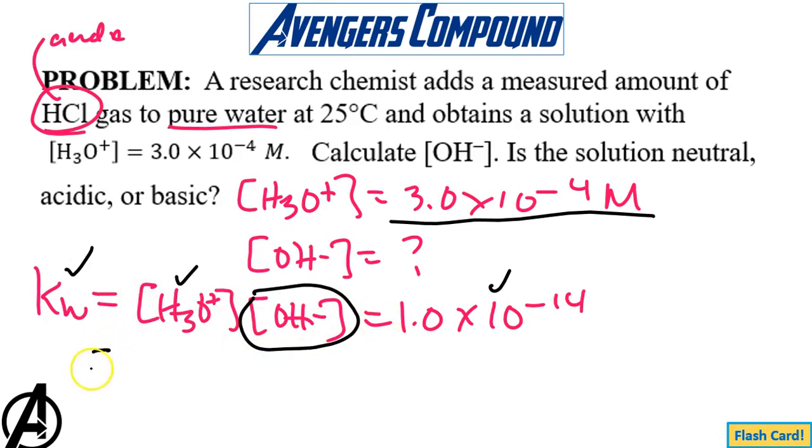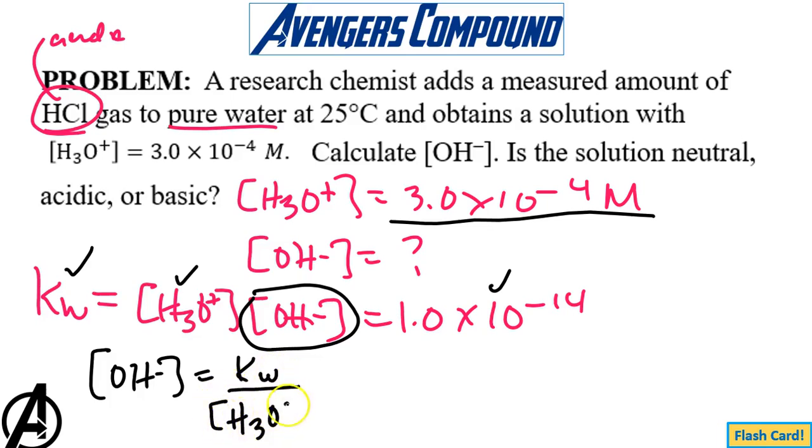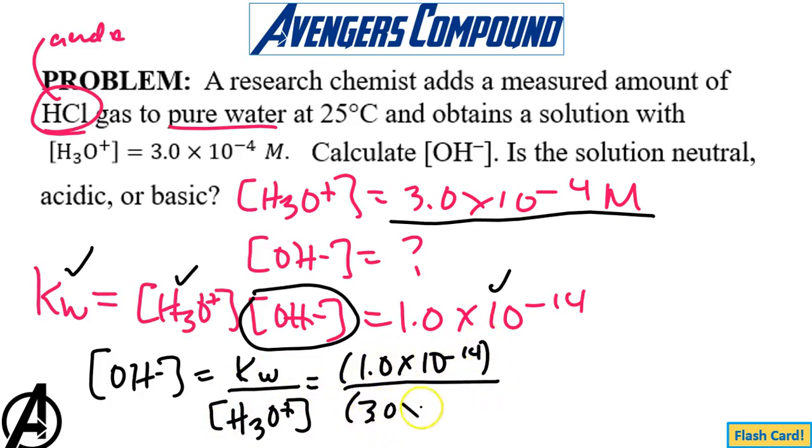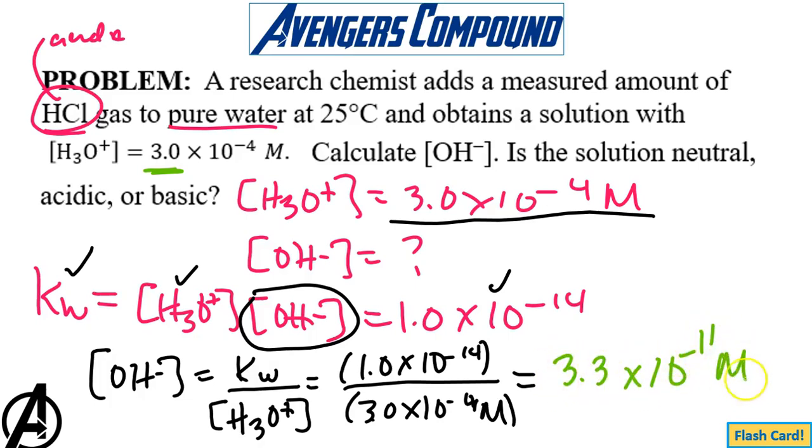So if I want to isolate OH minus, then my Kw value is divided by my H3O plus concentration, and that is 1.0 times 10 to the negative 14 divided by 3.0 times 10 to the negative 4 molar. As far as significant figures, and of course everything's in parentheses for my calculator, I have two significant figures, so my answer is going to be two significant figures. I have 3.3 times 10 to the negative 11 molarity. Now we got our concentration of OH minus.